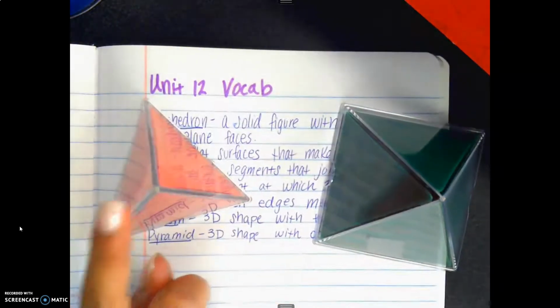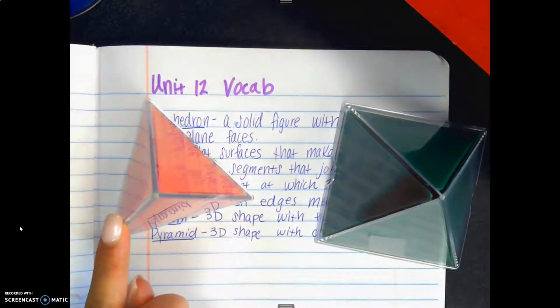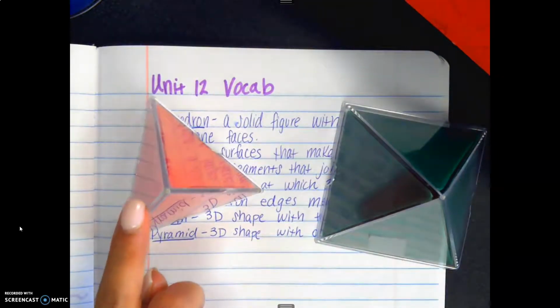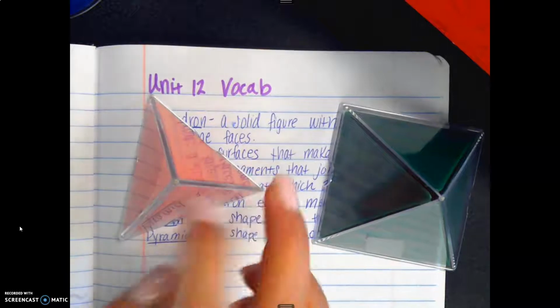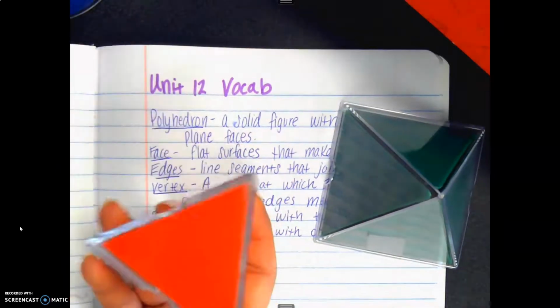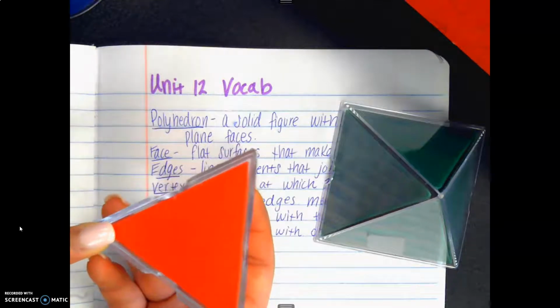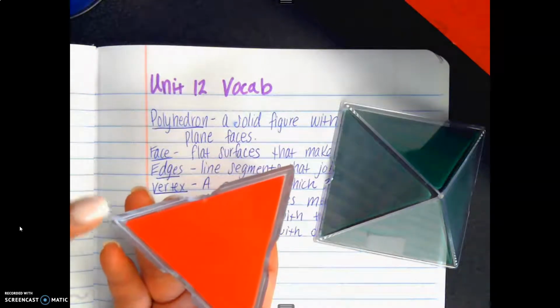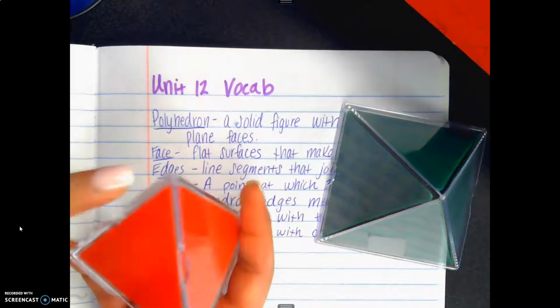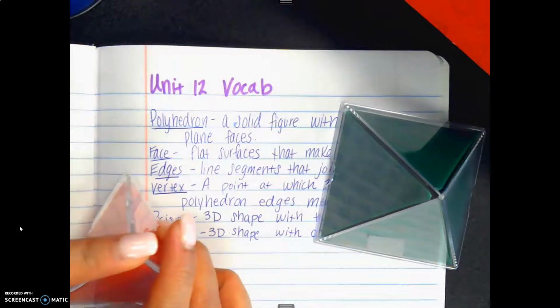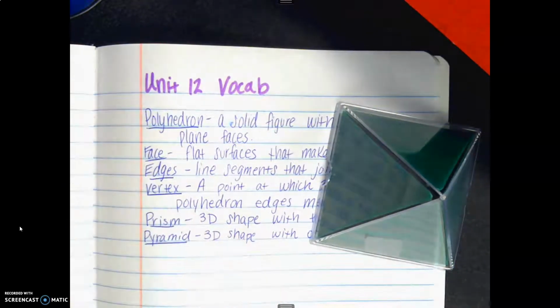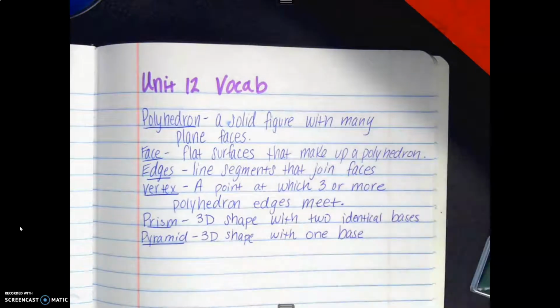All right, edges are the things that join the faces together, so this would be an edge right here. These line segments are all edges. The line segments on the bases are all edges, and vertices are what connect the edges. So here we go, here's a vertex, here's one, all the points on the shape. All right, so that's your vocabulary.